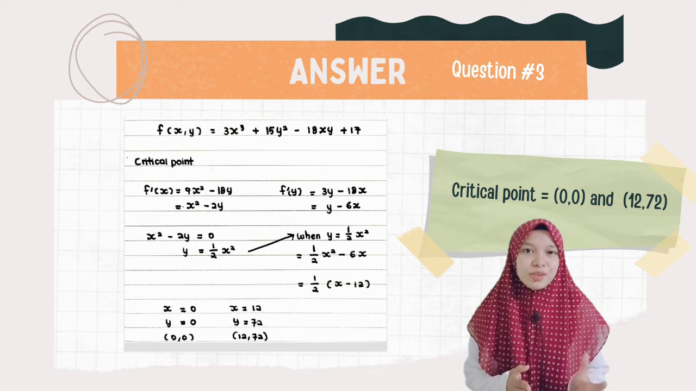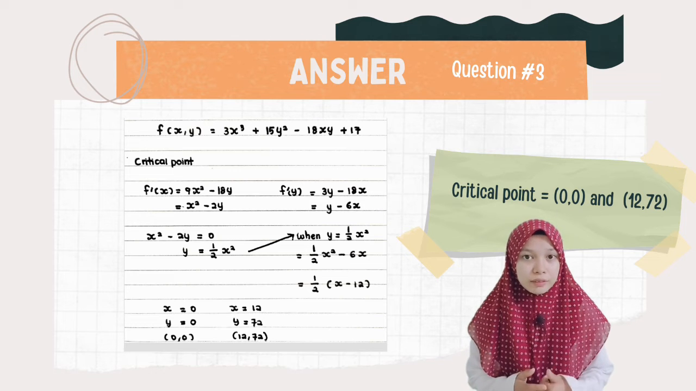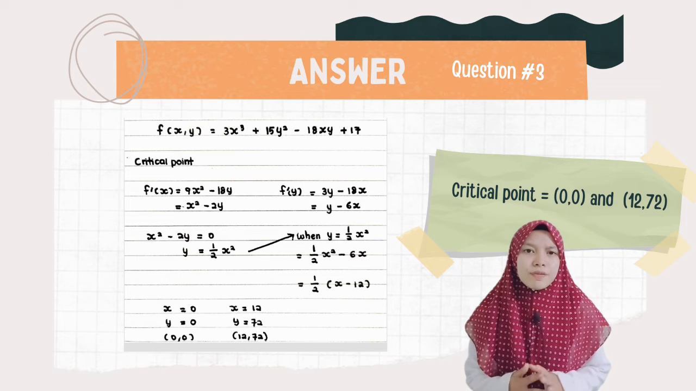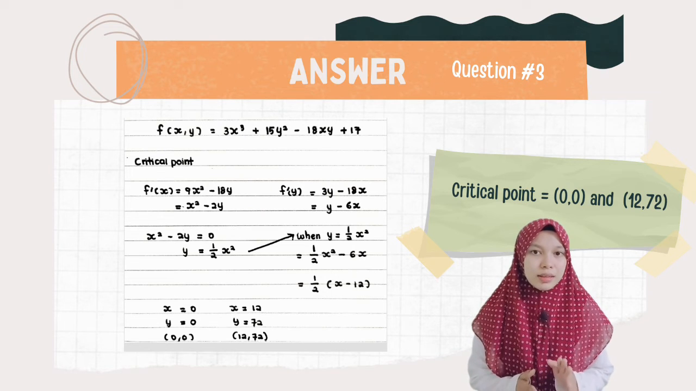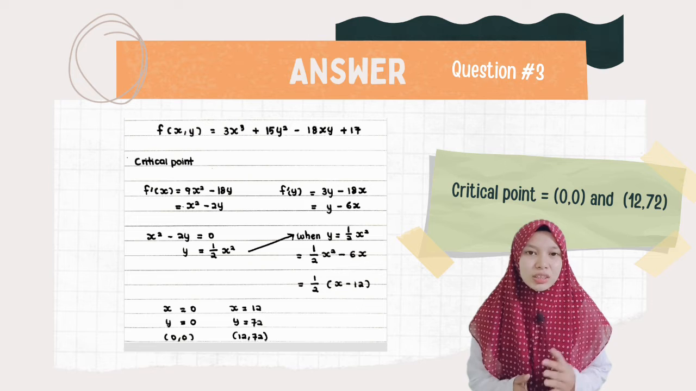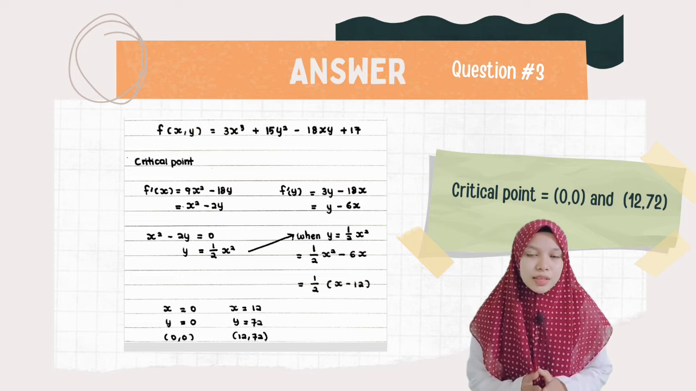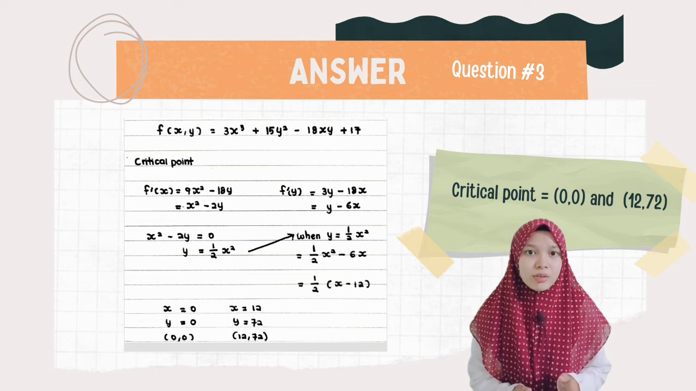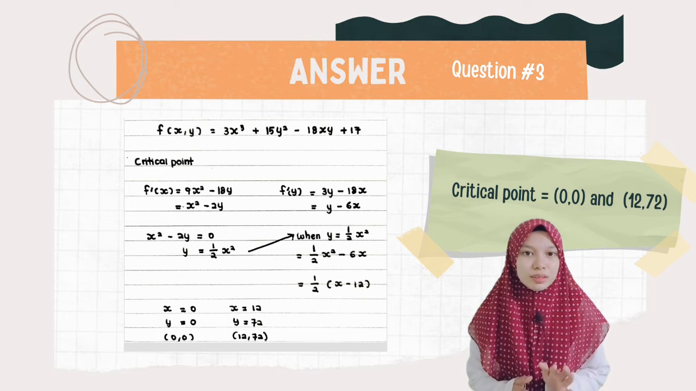The first step for finding the critical value is to set the first order partial derivatives equal to 0. The first derivative, f prime x, is 9x squared minus 18y. When this equals 0, we get y equals 1 over 2 x squared. And the first derivative f prime y is 3y minus 18x equals 0. After we solve it, we get y equals 6x.